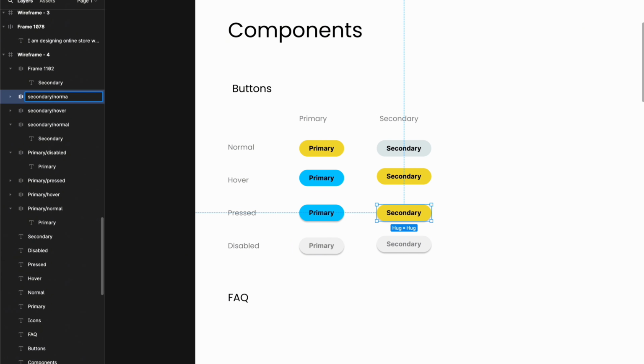Once renaming is done, select all buttons and click on the component icon on the toolbar. Here, select create component set. This will make all the buttons a component set.